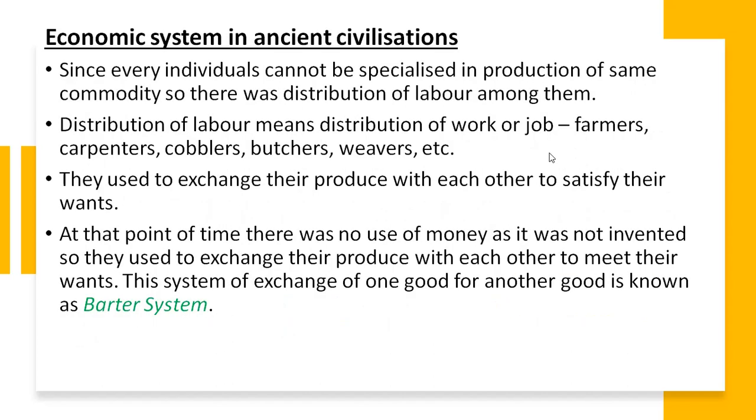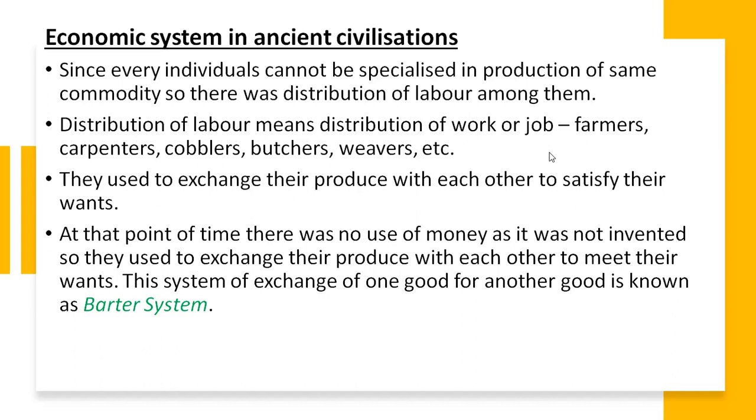Now, economic system in ancient civilizations. Let us talk about the economic systems that used to prevail in such civilizations. We all know that every individual cannot be specialized in production of the same type of commodity, and there used to be a division of labor among themselves. So some used to be farmers, carpenters, cobblers, butchers, weavers, and some preferred to make utensils. Some of them became only traders. By traders, we mean those dealing only with buying and selling of items.